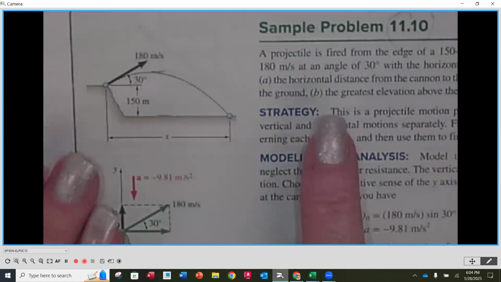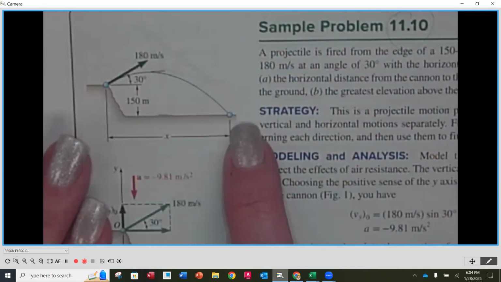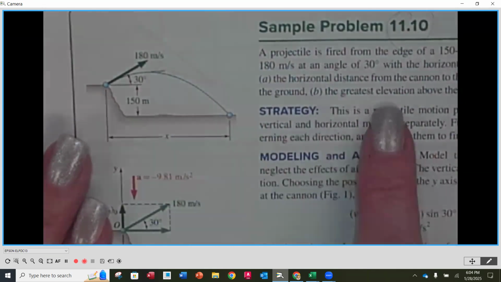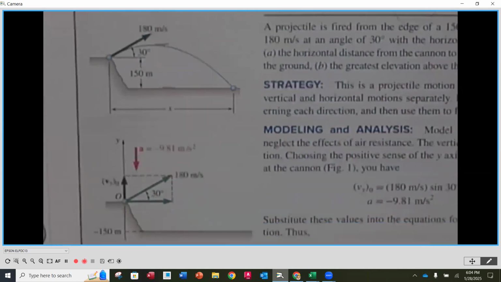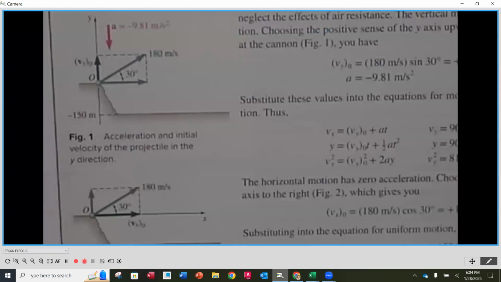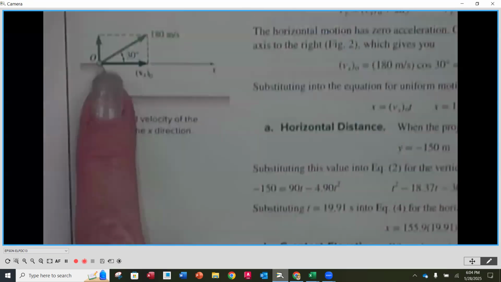I forget exactly what we wanted to know. We wanted to know what the horizontal distance was when it actually hit the ground over here. And I think what was the greatest elevation, okay? And so as we went through this process, we identified horizontal and vertical directions and components. And what we ended up with, if you recall, we had our point here.